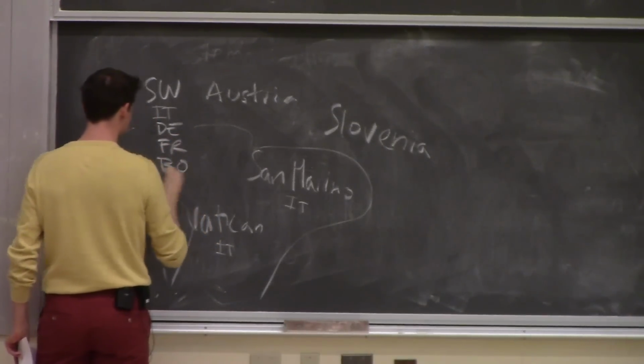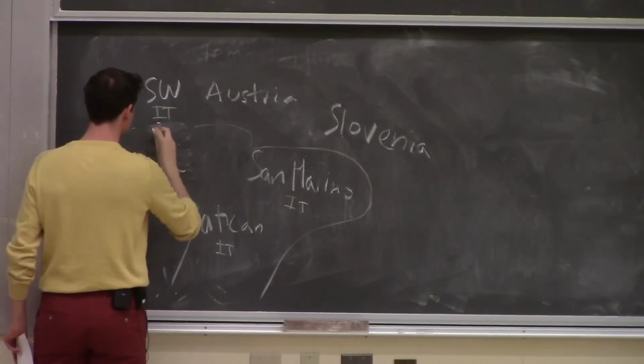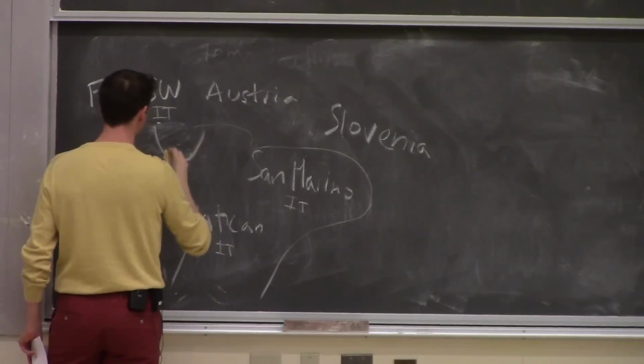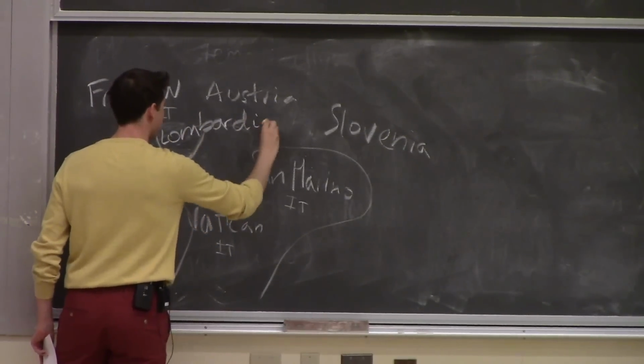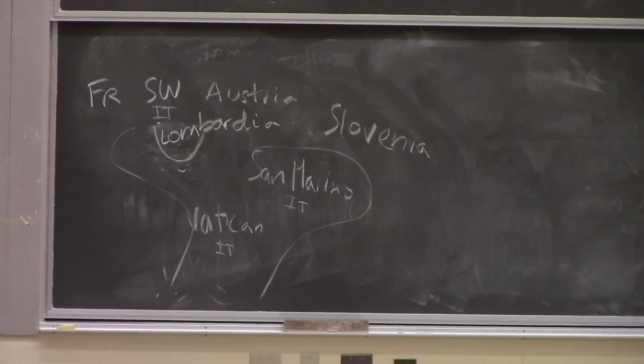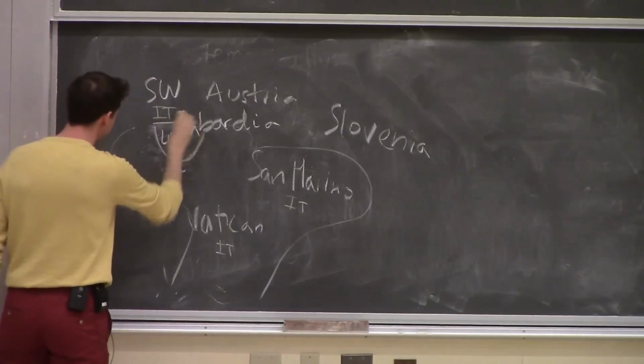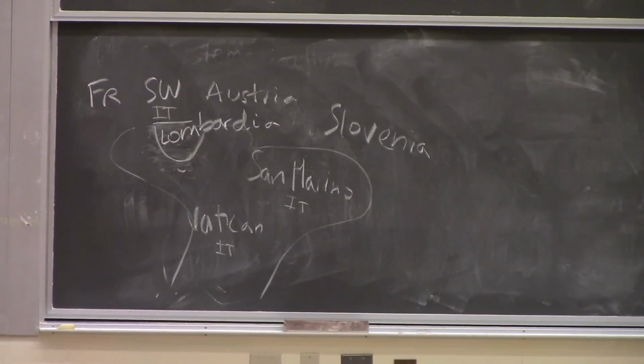It's up here. It mostly borders with Switzerland. Lombardia, the capital of the region is Milan. It's a really nice area. Has mountains and lakes, and also it's one of the sort of economic engines of Italy.